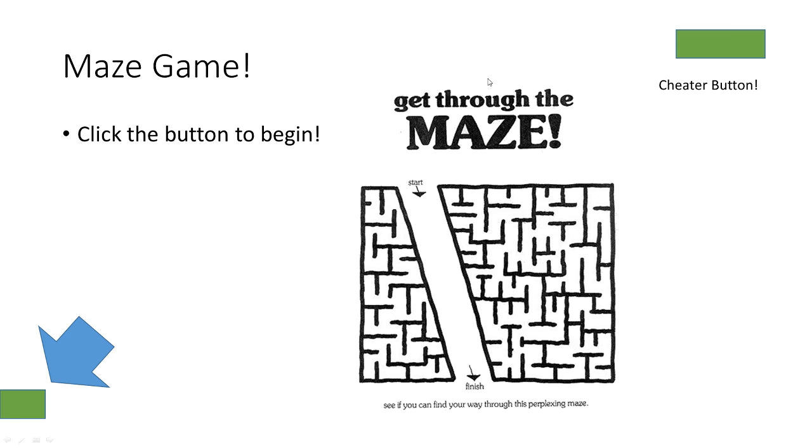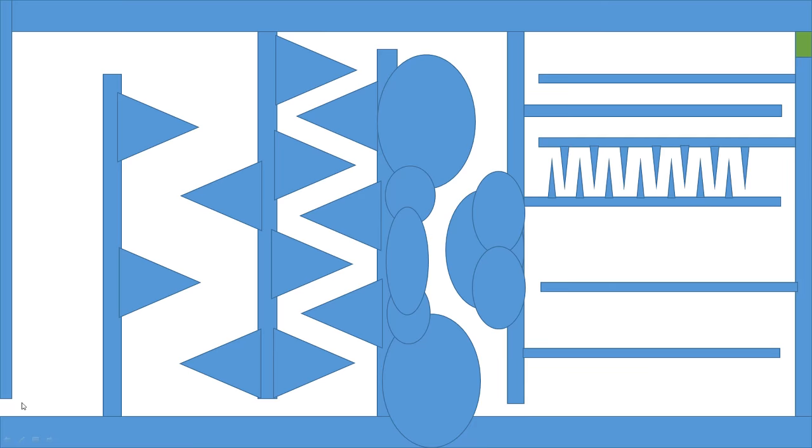So I'm going to open the slideshow, and I have two buttons here. I have the button to begin, and I have the cheater button up here. I'm going to click the begin button, and it's going to put me into this maze. And my goal is to try to get my cursor through the maze without letting my cursor touch any of the blue objects. So I'm going to go here.